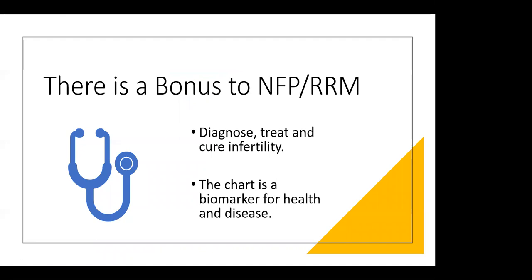And also there's a bonus when you're using natural family planning and restorative reproductive medicine. First of all, not only are the results almost identical or slightly better, but there's also the possibility that you could diagnose, treat, and cure infertility. So not just that single pregnancy, they may be able to go on and have multiple pregnancies throughout the rest of their reproductive life. And then, as we know, the chart is also a biomarker for the health of the woman.